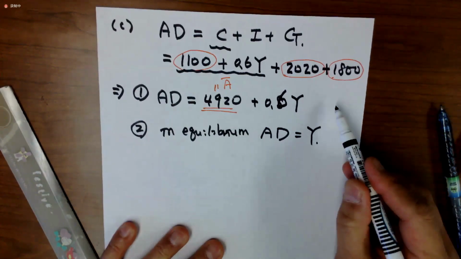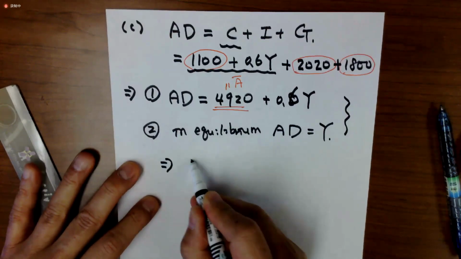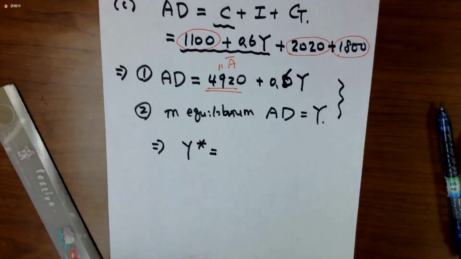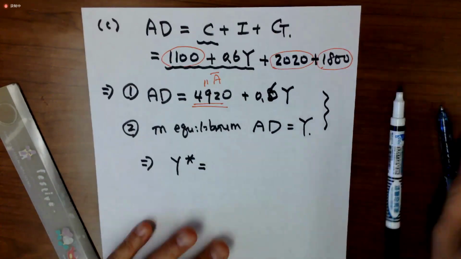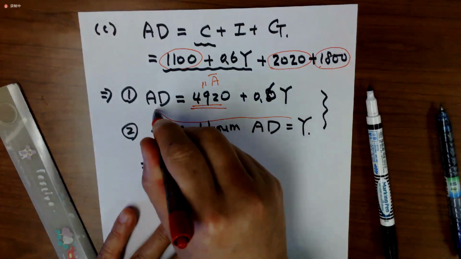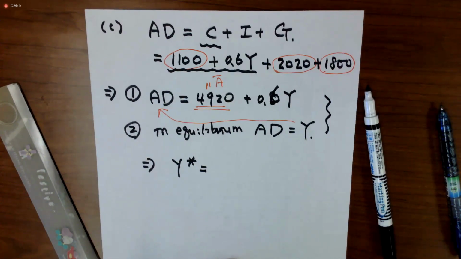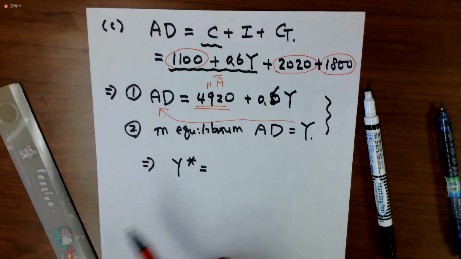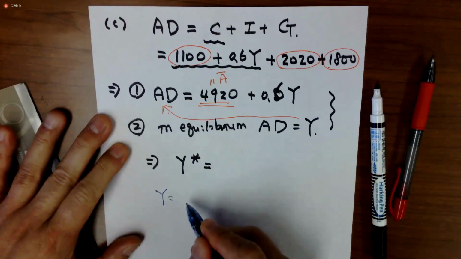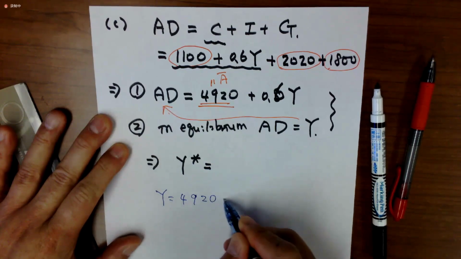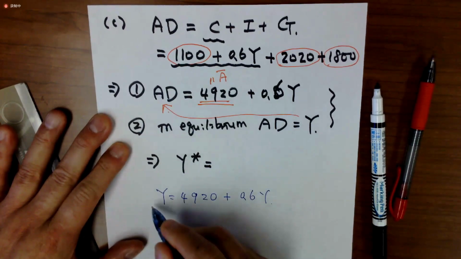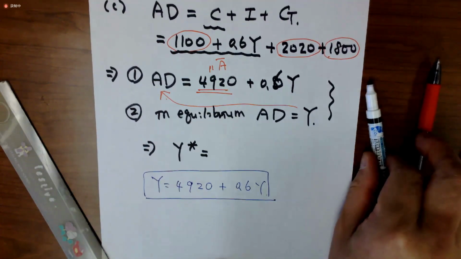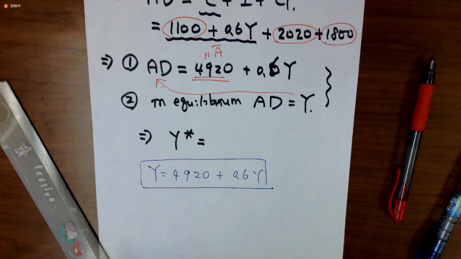So guys, I give you these two equations. Are you able to solve for y star? Once again, I'm not going to do this again for you. You should be able to do this without any problem. Put the y on the right hand side of the second equation to the left hand side of the first equation. So when you do that, you get y equal to 4920 plus 0.6y. One equation, one unknown. Income expenditure model, you should be able to give me the resulting equilibrium output.